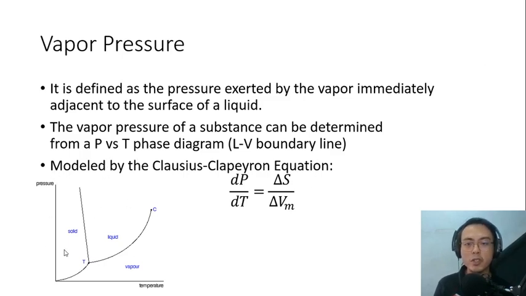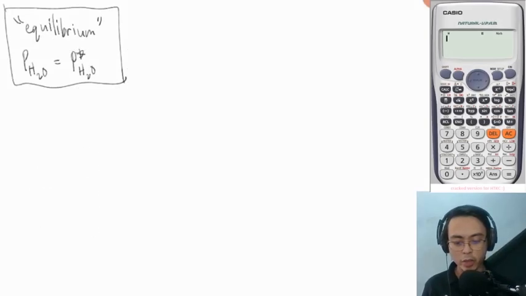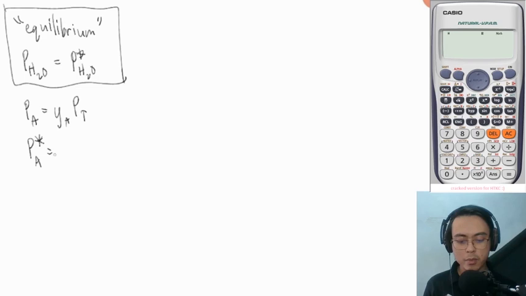The pressure versus temperature diagram gives you this curve coming from the triple point up to the critical point of the substance. We call that the liquid-vapor boundary line. Now, the liquid-vapor boundary line, if you take any temperature, let me illustrate this. Let me write the important equations. This is Dalton's law. This is Raoult's law. Okay?